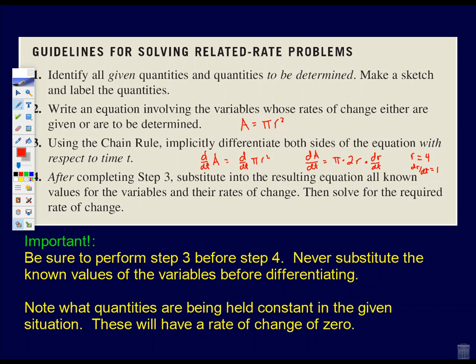Now, the only exception to that would be if you know a quantity is not going to be changing. And there will be a couple instances where you might understand that a quantity is not changing and therefore it should be treated as a constant.